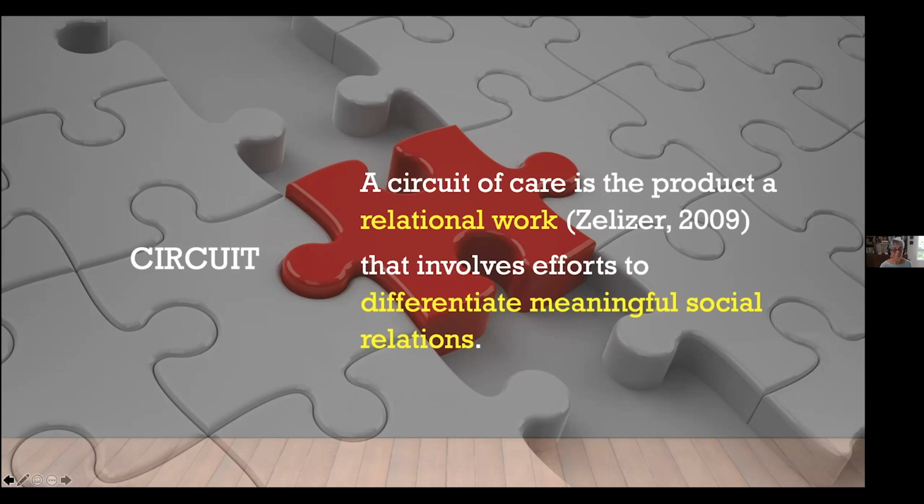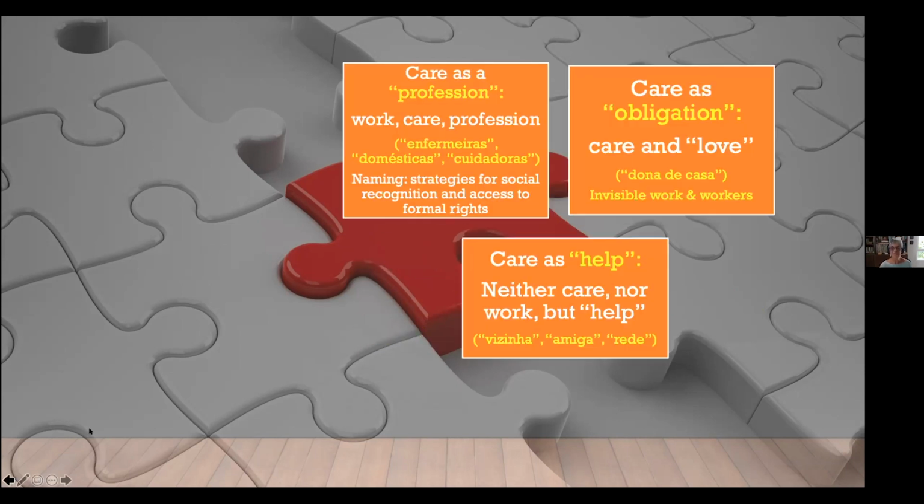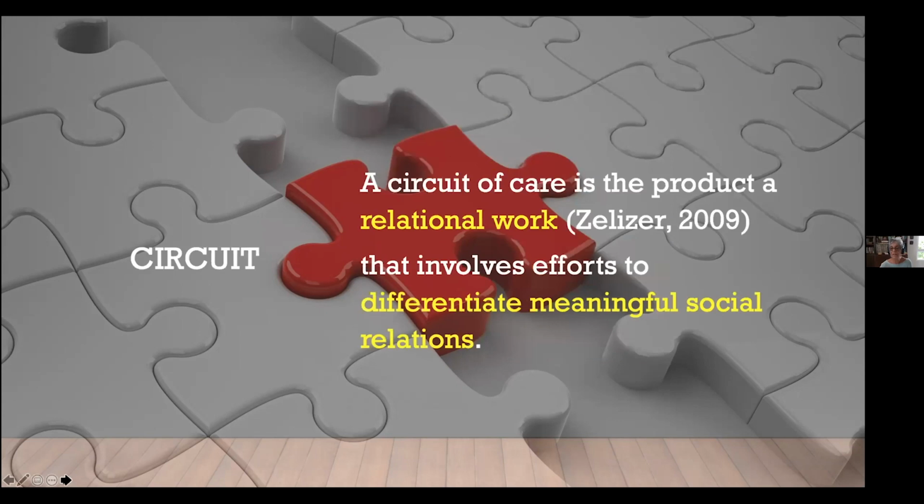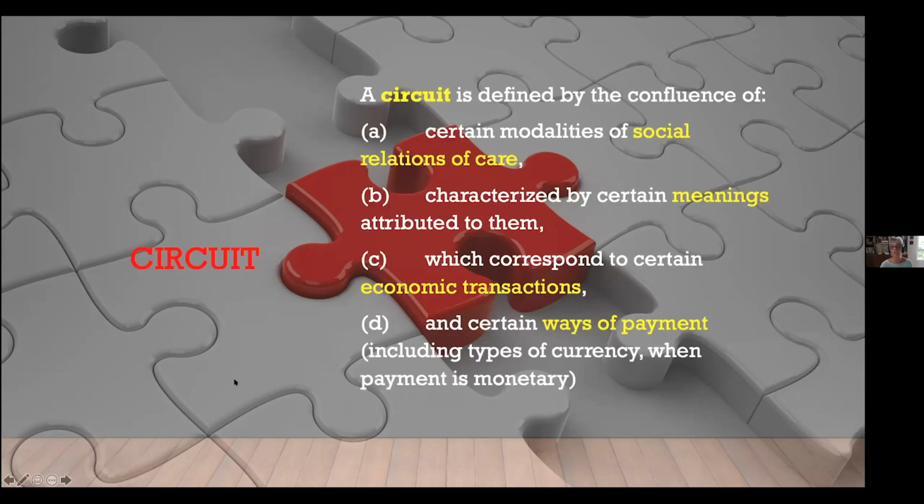So, in my point of view, when we go back to these three blocks of profession, obligation, and help, and inside the block of care as a profession, we realize that in the dispute between nurses, domestic employees, and domestic care workers, we are in fact facing an effort from each group to differentiate meaningful social relations and thus place themselves in this complex world of care provision.